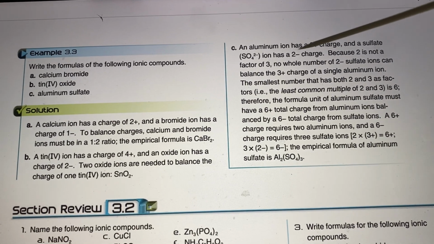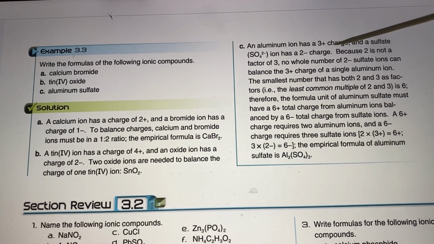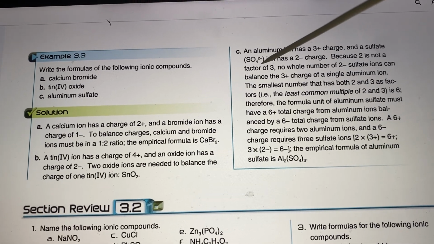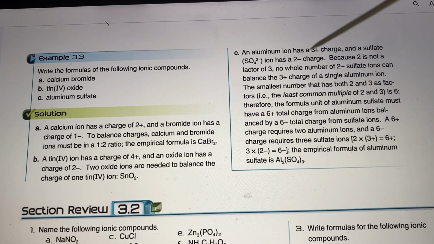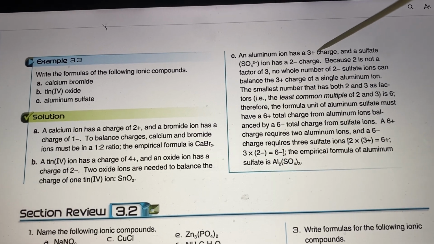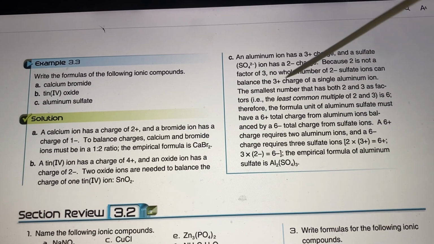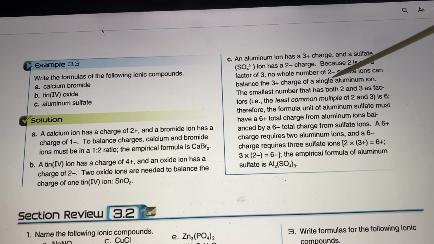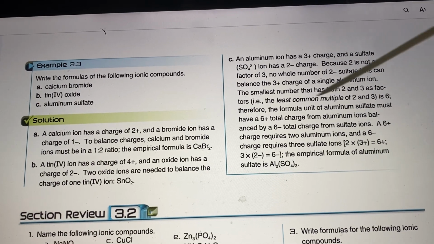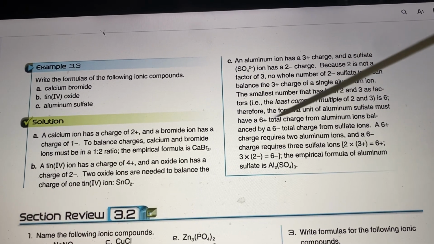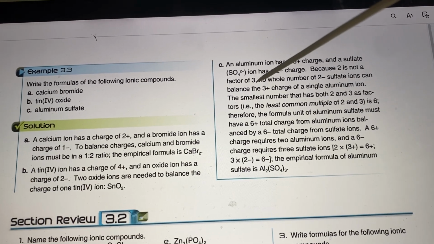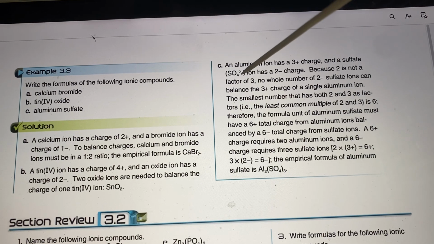Okay, let's go on to the aluminum sulfate. So aluminum has a charge of 3, and the sulfate, which is SO4, and that's on your chart, has a -2. So we have a 3 and a 2. This is another one where we have to get the least common multiple of them, because 2 is not a factor of 3, so no whole number can balance it. So the smallest number has to be 6, the least common multiple, as we said before.